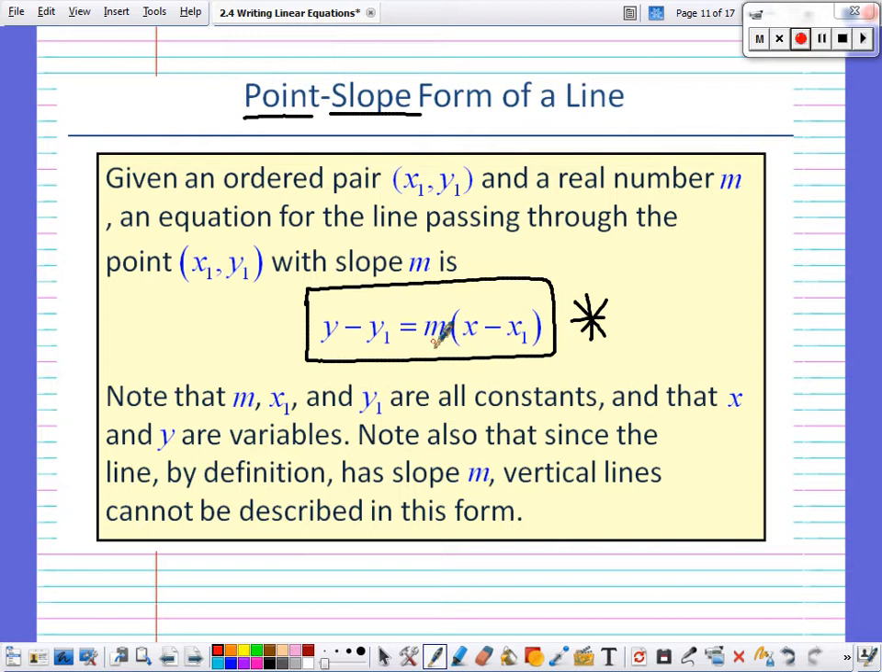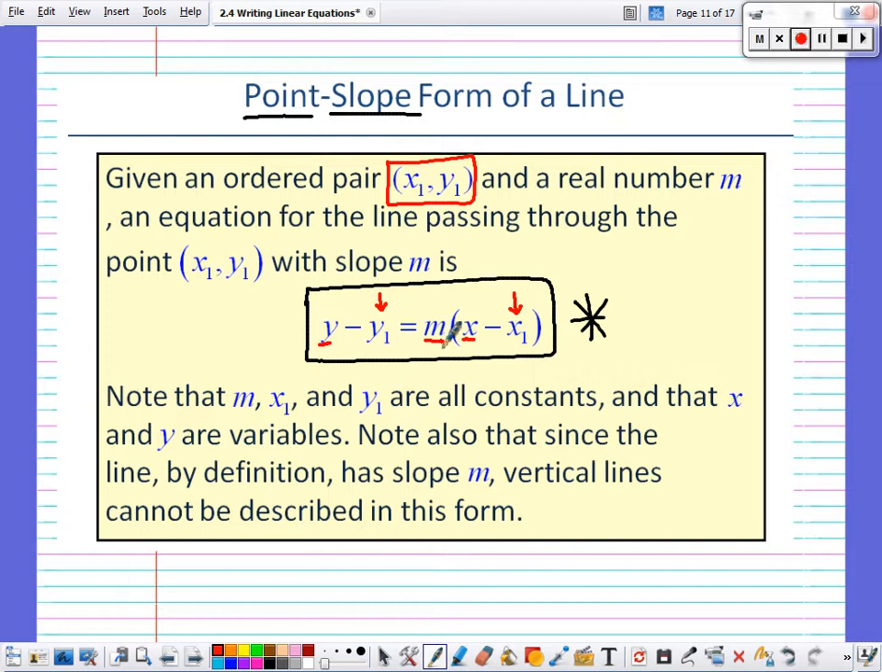So what we have is y is the variable, x is the variable. These are my two variables. They don't change. They stay x, they stay y. The ordered pair is the x sub 1, y sub 1. That's the point, okay, whatever the point is. And then my m is my slope. Okay, so it's y minus y sub 1 equals m times x minus x sub 1. And that is our point slope formula.